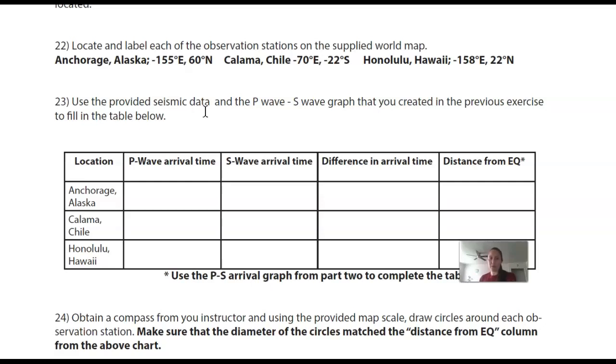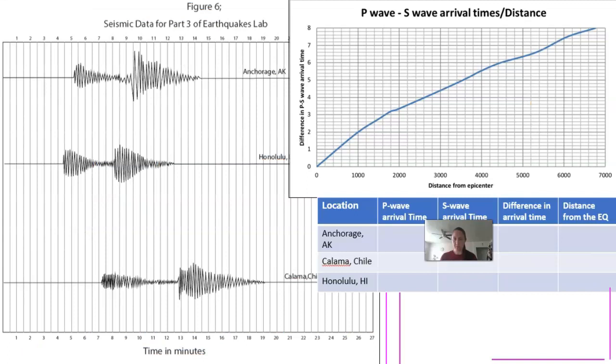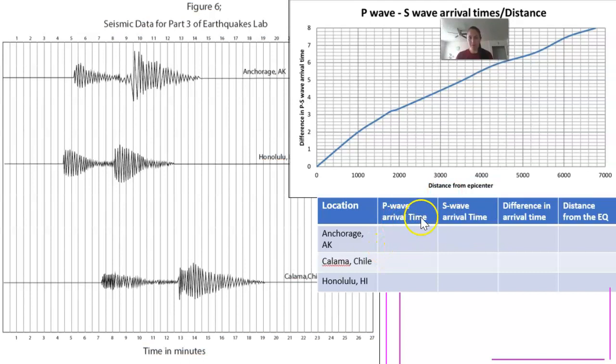And then again, the P wave and S wave graph that you created is going to be something similar to the one I showed you earlier in the video. Okay, so I'm going to show you how you're going to fill this out. The example I'm going to give you is the one for Anchorage, Alaska. The remaining 2 locations you'll have to do on your own. Okay, so first on your table, you have P wave arrival time. So again, we're going to do it for Anchorage together, and then you by yourself are going to do Chile and then Hawaii. So P wave arrival time, we know how to do that.